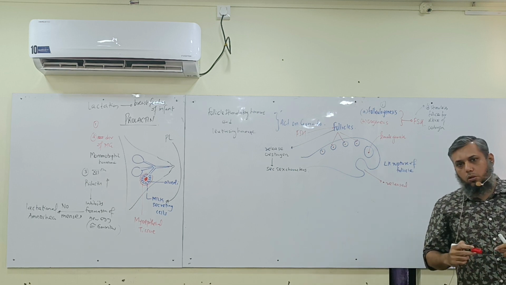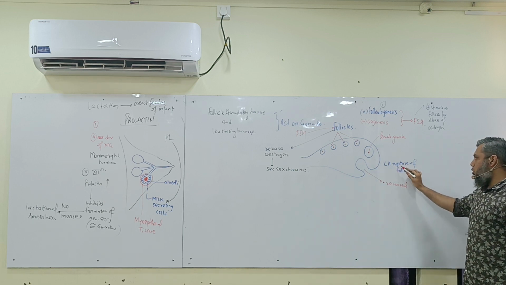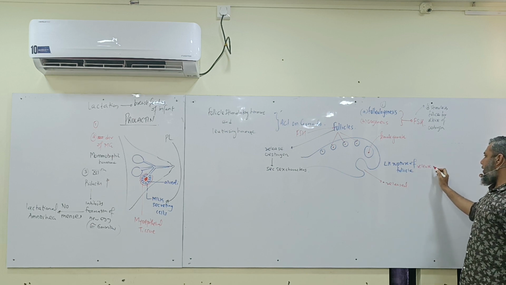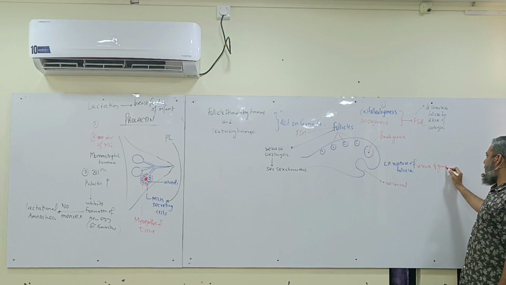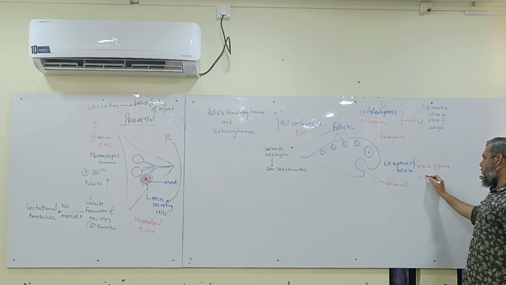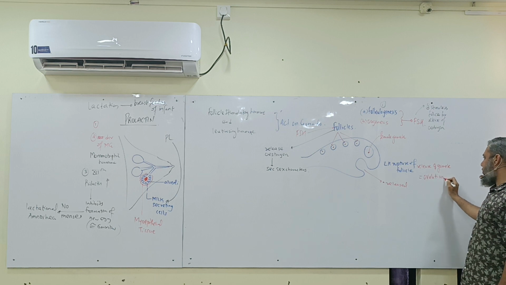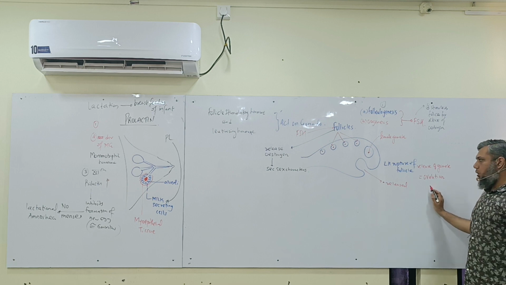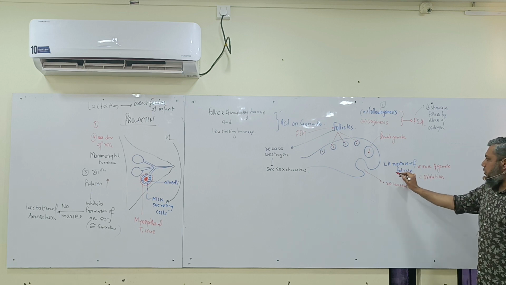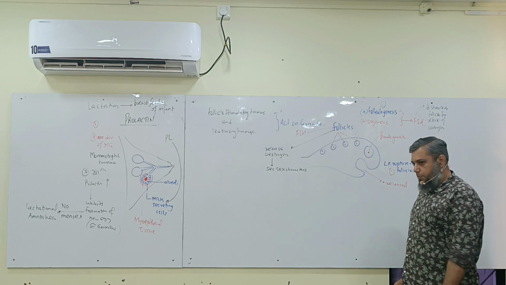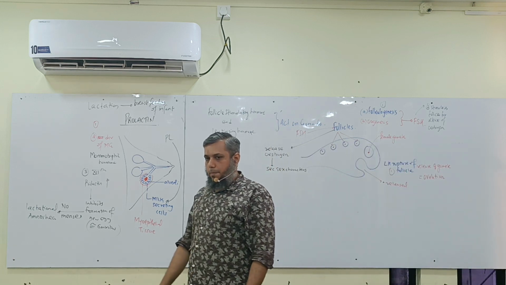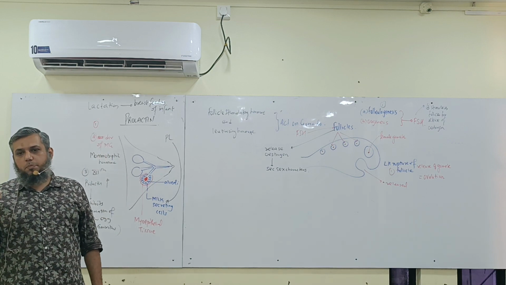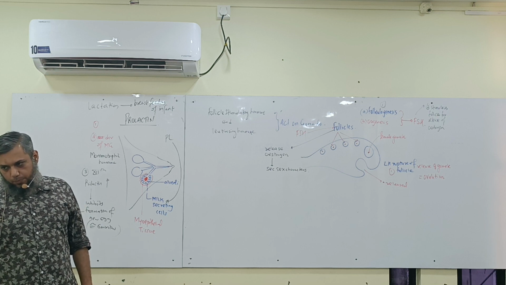क्या कहते हैं process को? Ovulation. So LH causes the rupture of the follicle in order to release the female gamete, and the process is called as what? Ovulation. I hope you understood. So one of the first functions of LH is rupture of the follicle to release the female gamete, and that is called ovulation. So which hormone is mainly responsible for ovulation? LH. Okay.